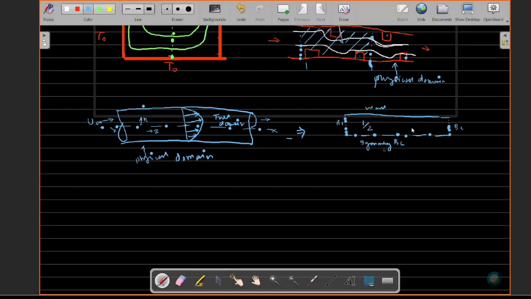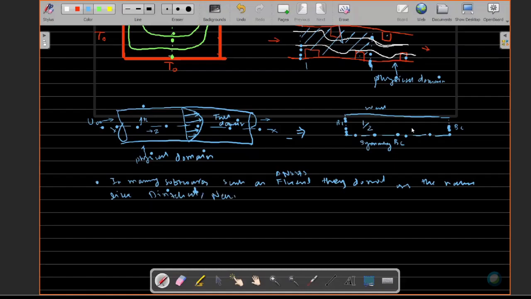So a note of caution is also that in many software, such as ANSYS Fluent, they do not use the names like Dirichlet, Neumann, and Robin.